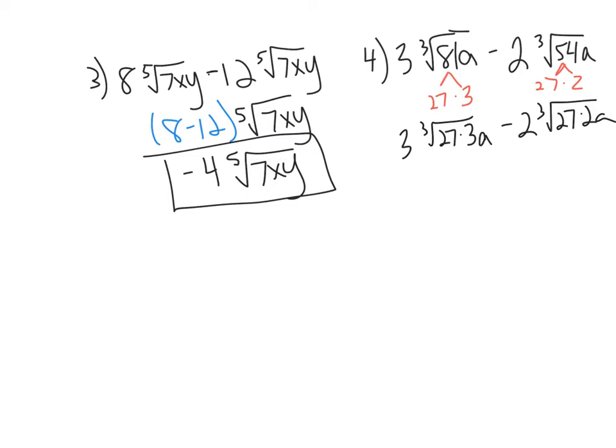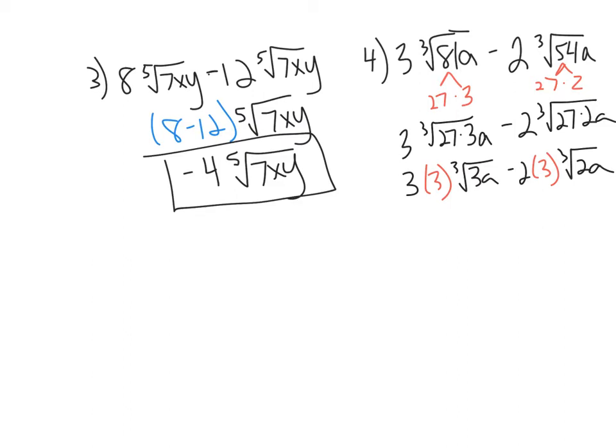So let's see if we can simplify. So now that we have 3 times the cube root, 27 times 3a, well, cube root of 27, that's a perfect cube. I can move that to the outside. Cube root of 27 is 3. And the 3 and the a still stay on the inside. And cube root of 27, again, is 3. So I can take the cube root, put that on the outside. And 2a stays on the inside.